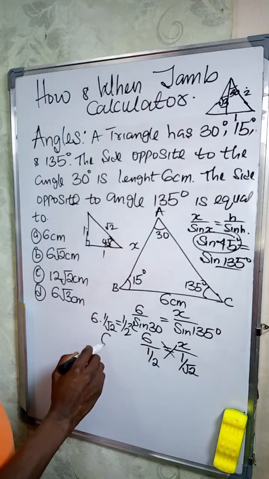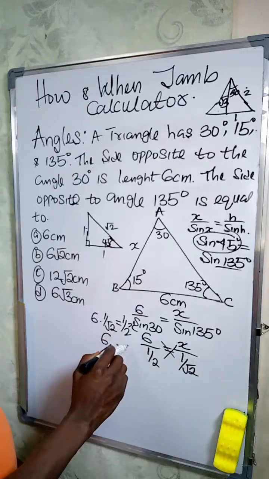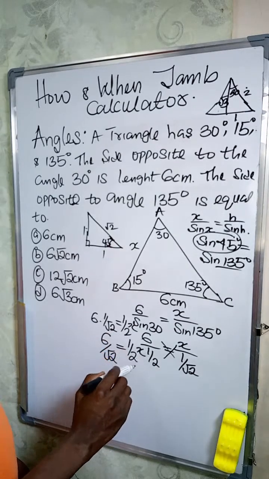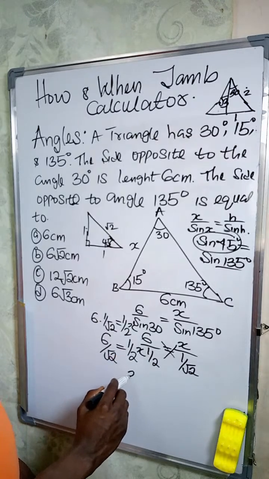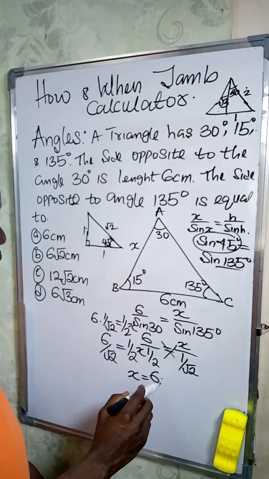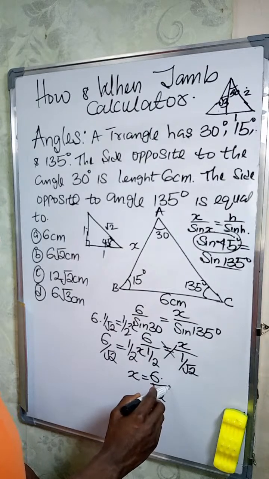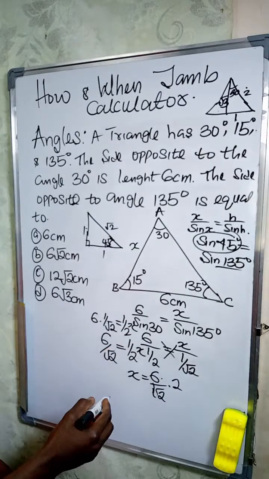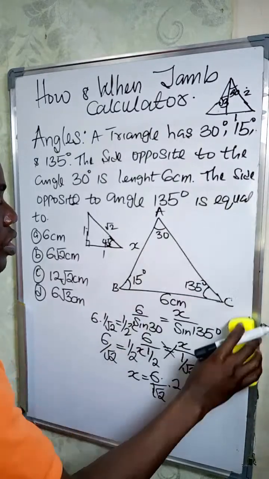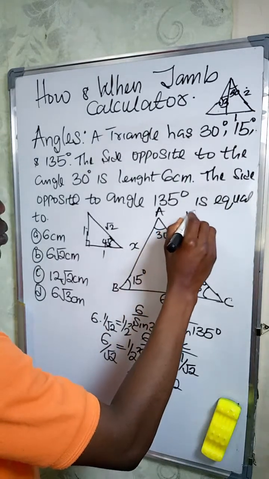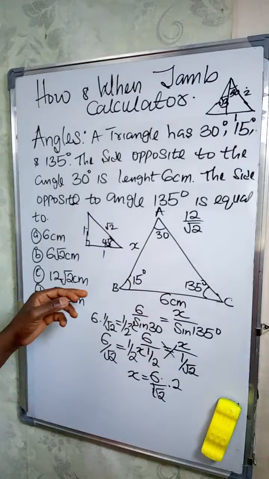So wetin this one go give me na 6 divided by root 2 equal to half times x. So if I multiply both sides by 2, here go give me wetin? X equal to 6 multiplied by 2 divided by root 2. So wetin that one go give me? That one go give me, if you check am well well, e go give me 12 divided by root wetin? Root 2. This one no be the answer because e no dey the option.